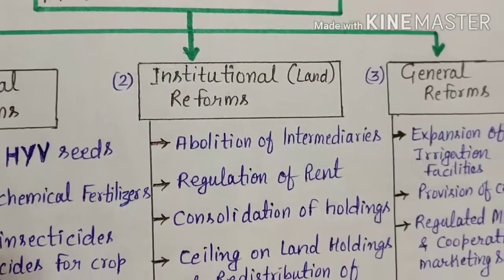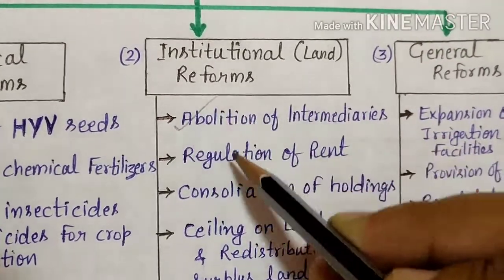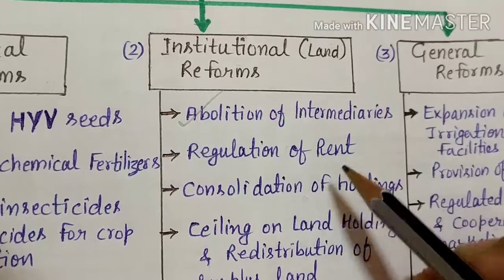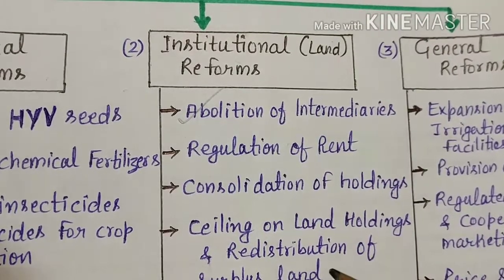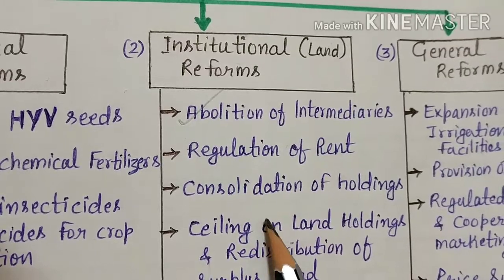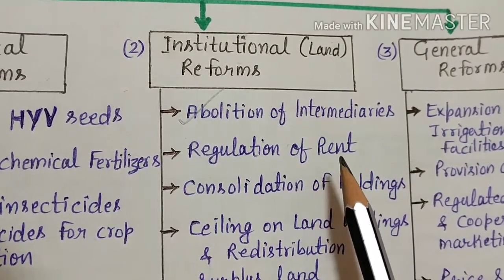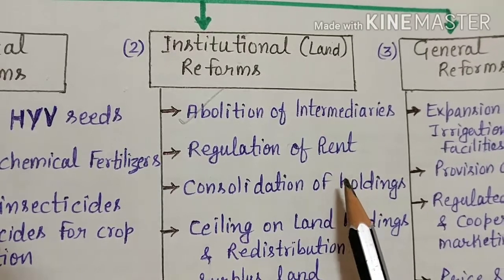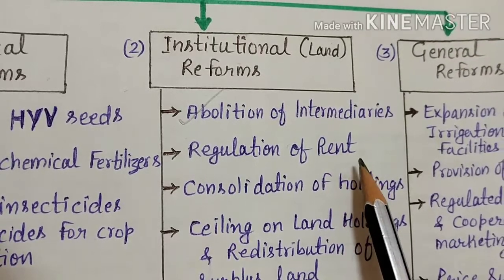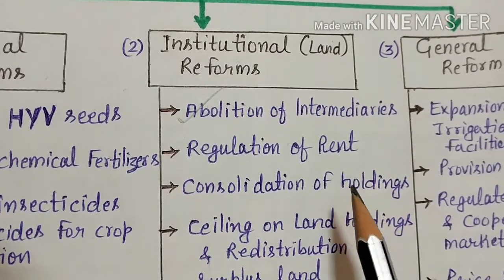Now we'll talk about institutional reforms, or you can say land reforms. The first one is the abolition of intermediaries. What are intermediaries? You have definitely heard about zamindars. Under this, the zamindars have been abolished and ownership rights have been conferred upon those who actually cultivate the land, that means the tenants.